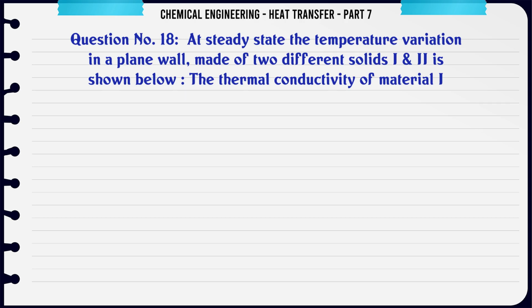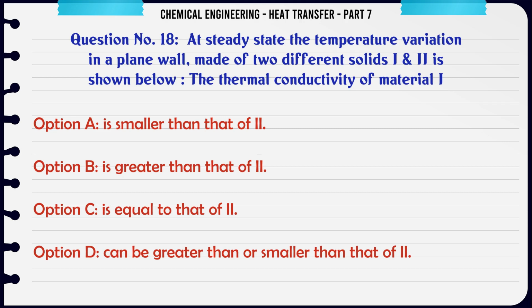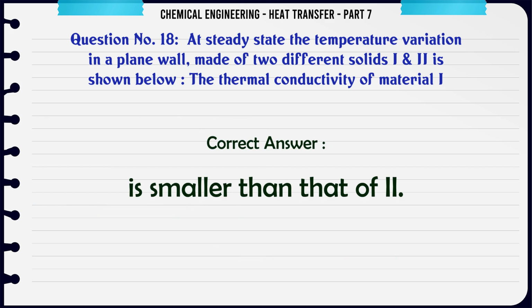At steady state, the temperature variation in a plane wall made of two different solids 1 and 2 is shown below. The thermal conductivity of material 1 A. is smaller than that of 2. B. is greater than that of 2. C. is equal to that of 2. D. can be greater than or smaller than that of 2. The correct answer is smaller than that of 2.